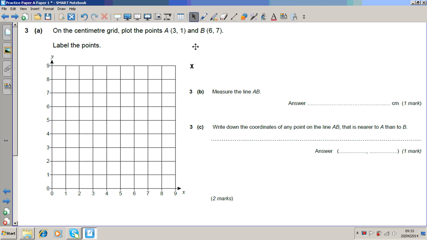On centering your grid, plot the points A, 3, 1 and B, 6, 7. Okay, so along the corridor and up the stairs. So there's A, and 6 along and 7 up is there.